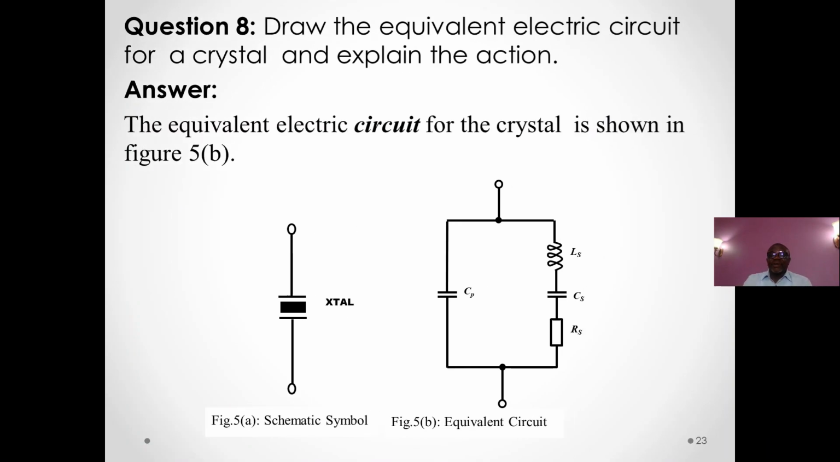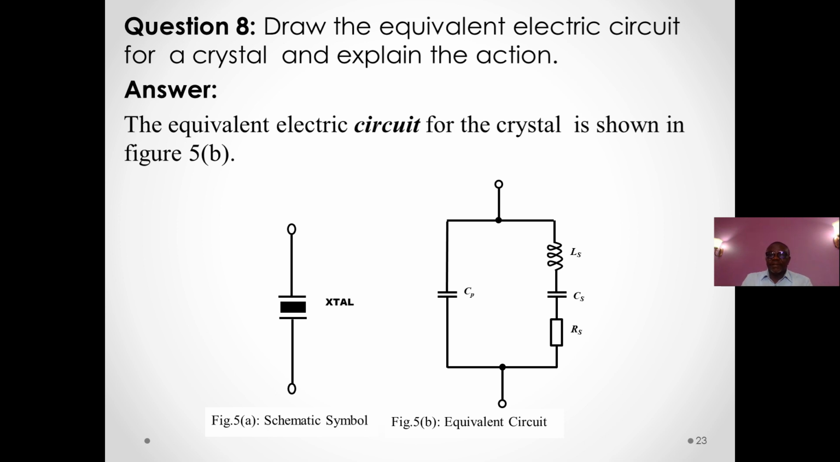8. Draw the equivalent circuit of a crystal and explain the action. We recall that we say that these circuits could also form crystal control oscillators, and it's one of the LC oscillators. We can say that we use this diagram to show the equivalent circuit of a crystal.